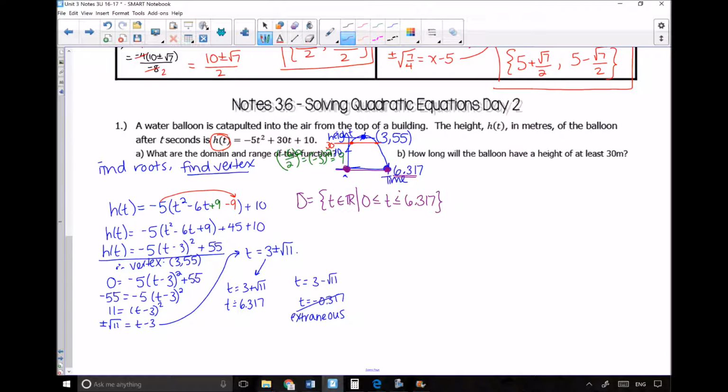6.317 seconds. Okay, and then for my range right here, I know that it's going to hit the ground, so that's the lowest value it'll hit at. So 0 is the lowest height, but the maximum height is 55. So the range is going to be h of t is an element of the reals such that h of t is between 0 and 55 meters. Okay, so this is the domain and range that we have here.